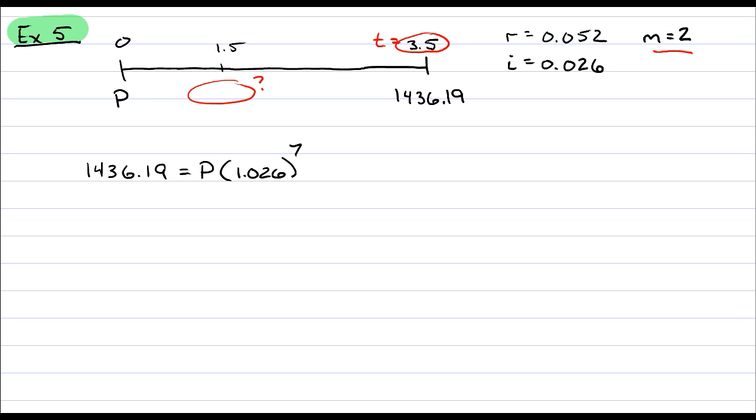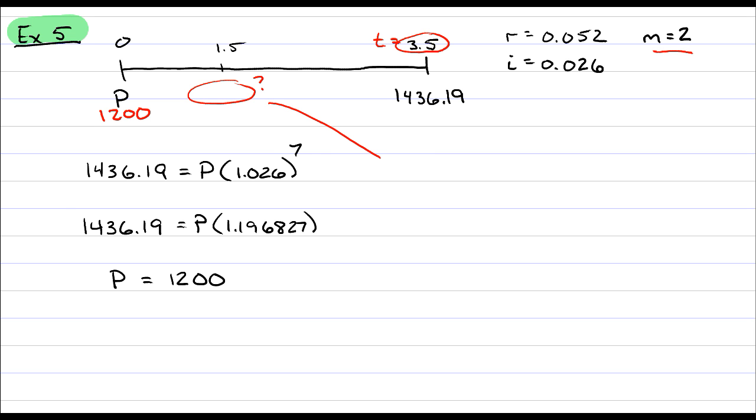Okay, so now I need to finish out solving for P. I get 1436.19 equals P times 1.196827. Then I can divide both sides by 1.196827, and I get that P is $1,200. That is the amount that was initially invested. Okay, so let me draw that in here in the diagram. $1,200 is the amount invested.